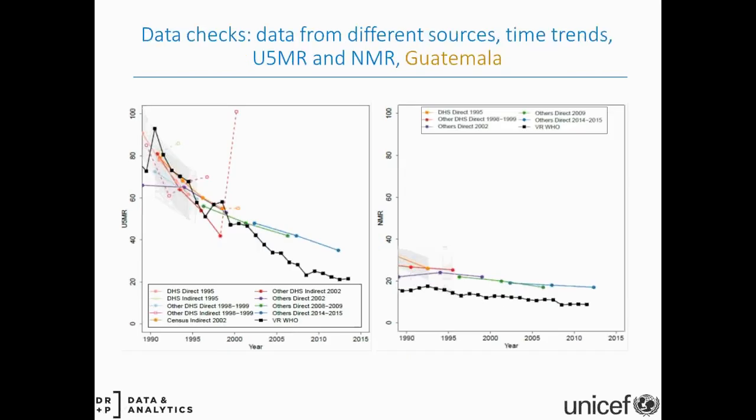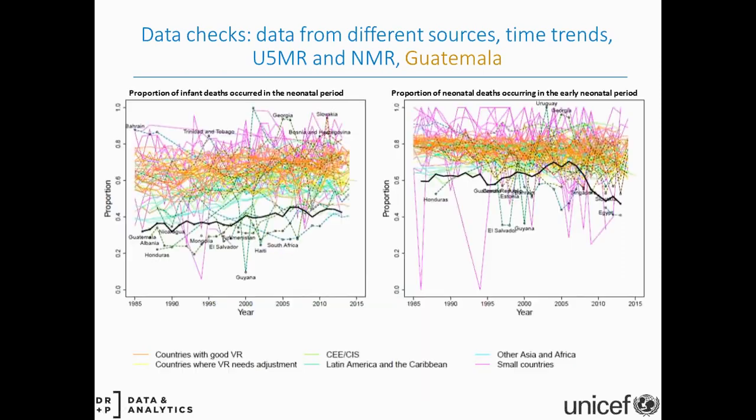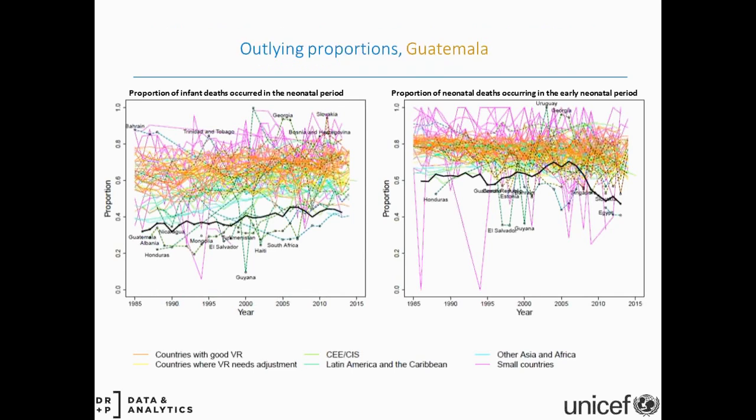So now I just want to show one example from Guatemala. Guatemala, you can see that for the neonatal mortality rate, they are consistently lower than other data sources, but not for the undefined mortality rate. So something different for the two indicators. So we do need to look across indicators.